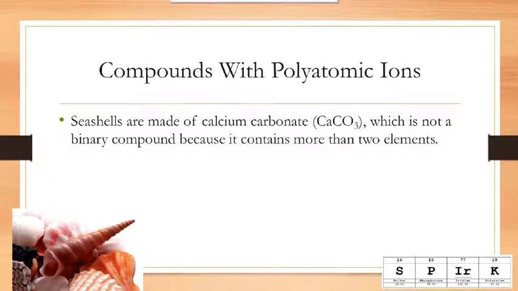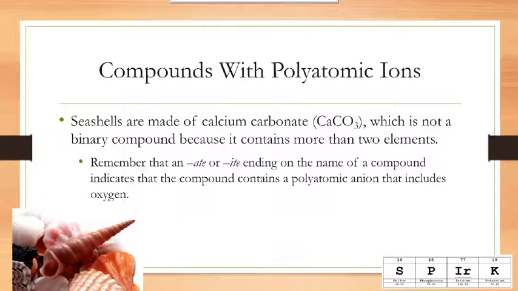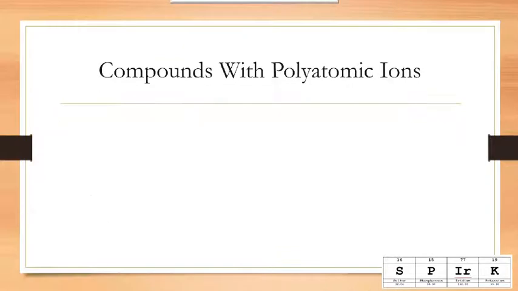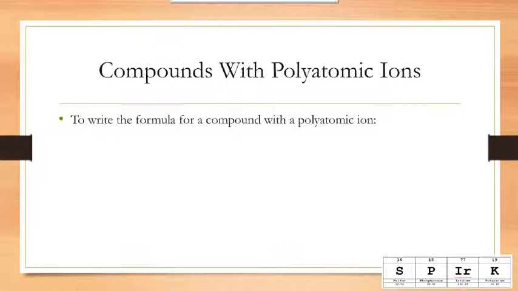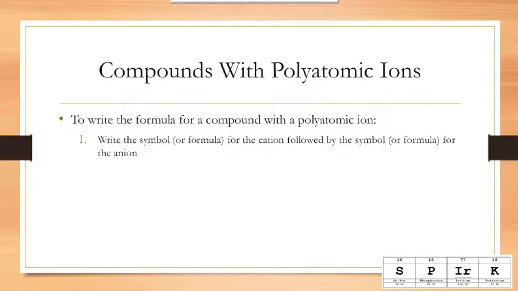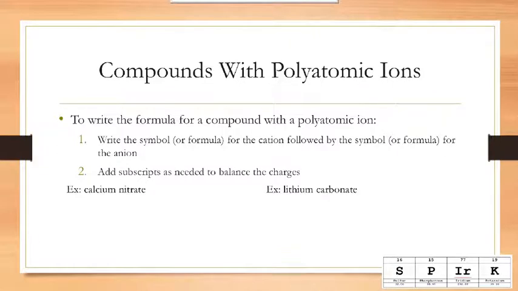Seashells are made of calcium carbonate, which is CaCO3, which is not a binary ionic compound because it contains more than 2 elements. So let's remember that an -ate ending or an -ite ending on the name of a compound indicates that the compound contains a polyatomic ion that includes oxygen. So to write the formula for a compound with a polyatomic ion, we write the symbol for the cation followed by the symbol for the anion, and then we add our subscripts as needed to balance the charge.